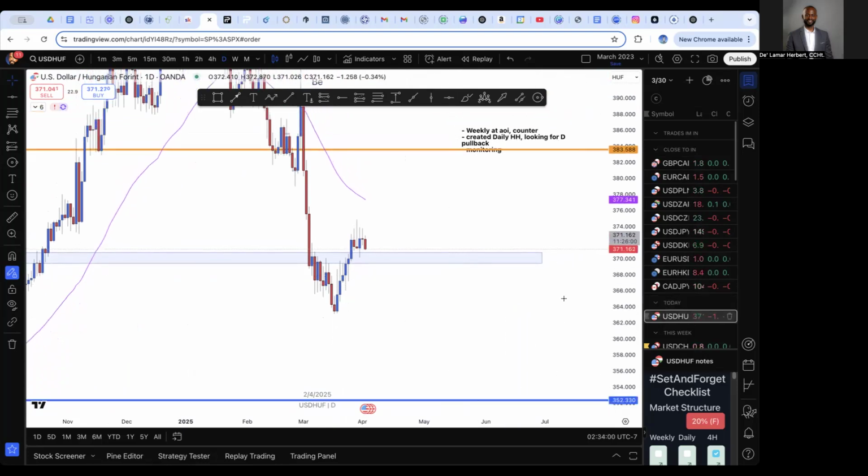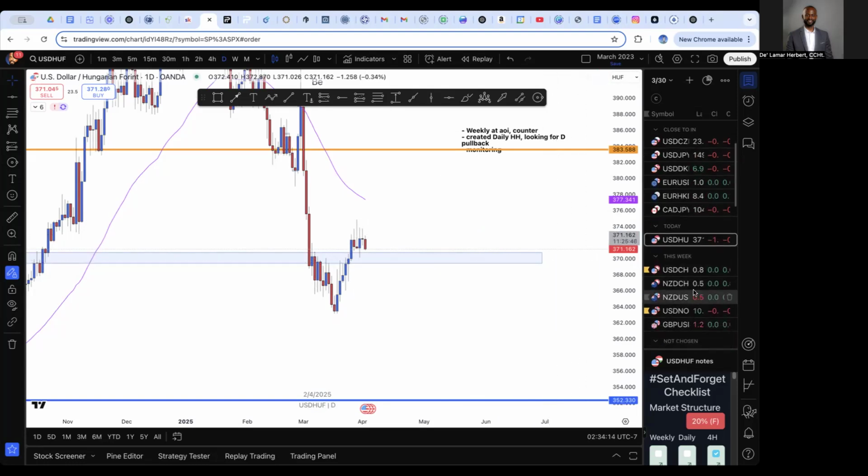But I have it here just in case it doesn't break this. We still have 11 hours, so maybe it will just make another higher high. In that case, I'll keep it around. But if not, then I'll probably have to move it down to this week, decategorize it.